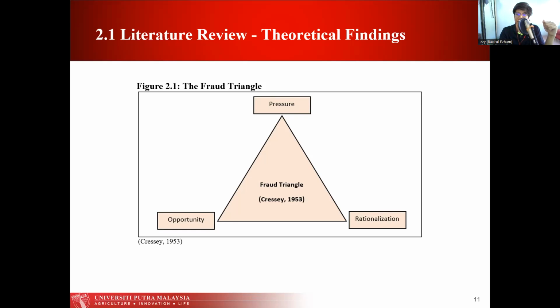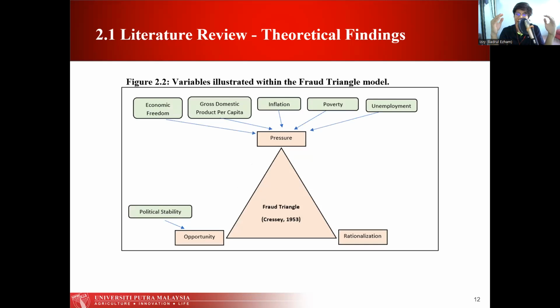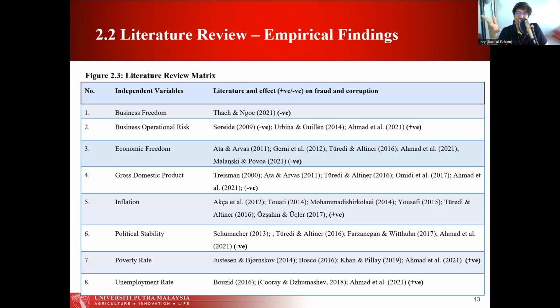So that's all three. With the six variables chosen as fraud determinants in the study, I attempt to illustrate them through the fraud triangle model. Here you can see the economic variables put financial pressure on the fraud triangle. They represent financial pressure, and political stability represents opportunity, because the more unstable the government is, the more opportunity there is to commit fraud or corruption. That is the literature review matrix.